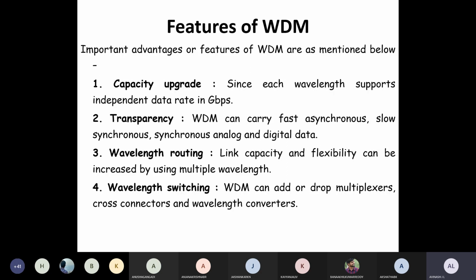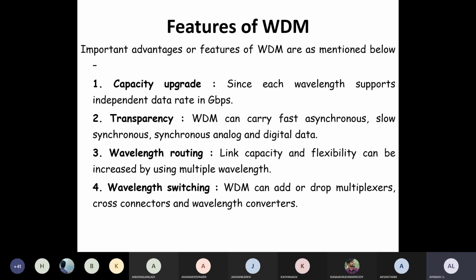The second feature is transparency. When you talk about transparency, WDM can carry fast asynchronous and slow synchronous analog and digital data. It can support fast asynchronous operation, slow synchronous operation, and synchronous with analog and digital data is also available. When these things are available, it is well and good.